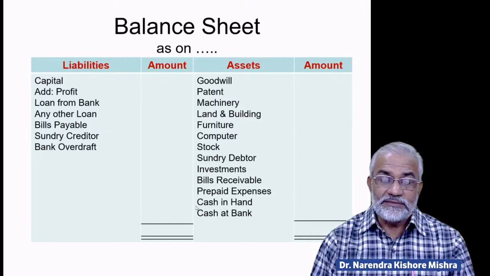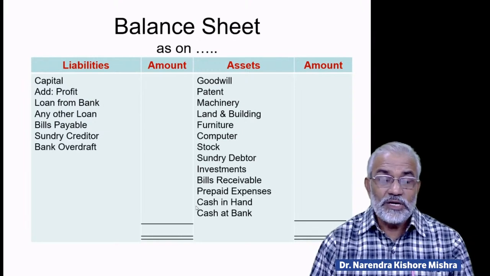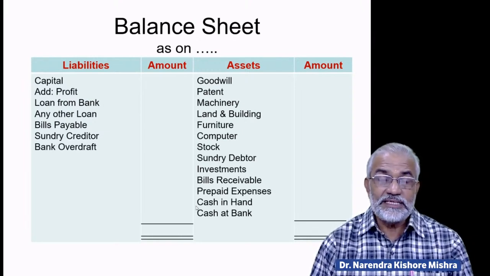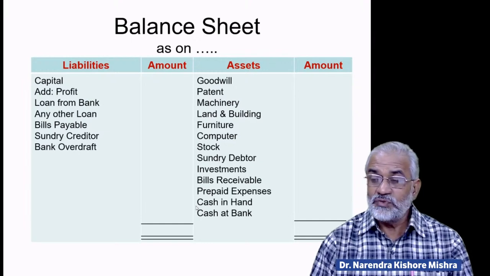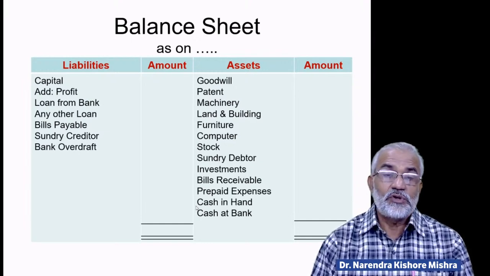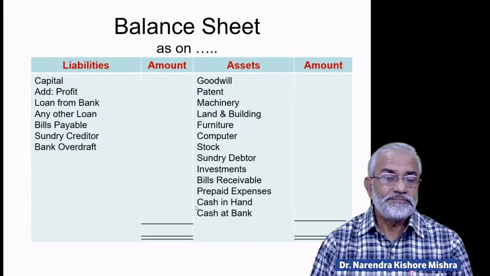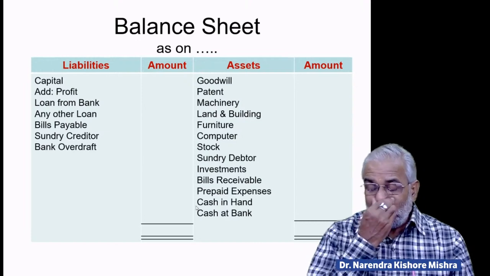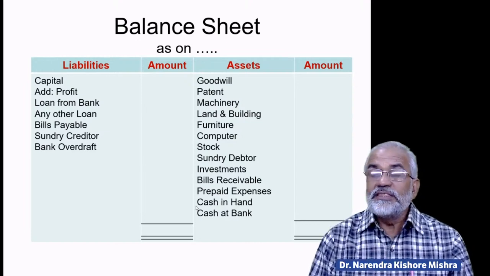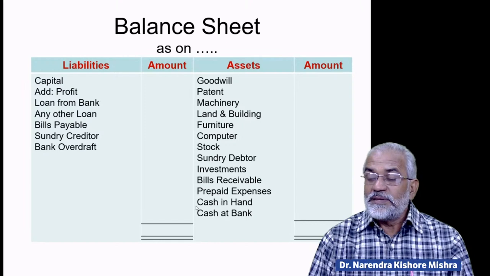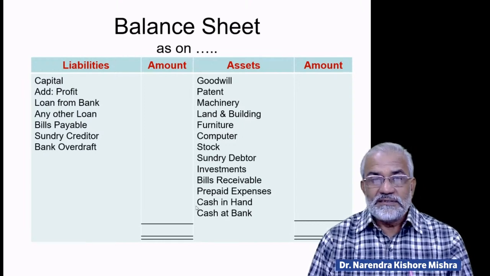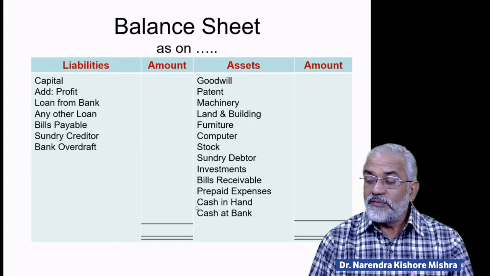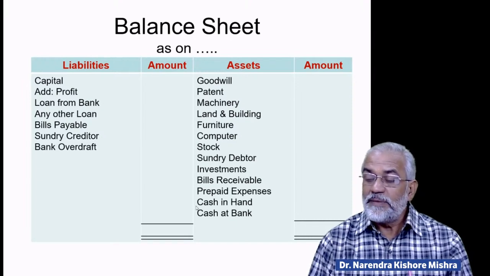If there is any drawing, that means if the owner of the organization has drawn anything either for personal use or otherwise, then that will also reduce the capital of the owner concerned, and that has also to be shown by way of deduction from the capital account. So this is about the items appearing in the financial statements, that means either in the trading account, or in the profit and loss account, or in the balance sheet.